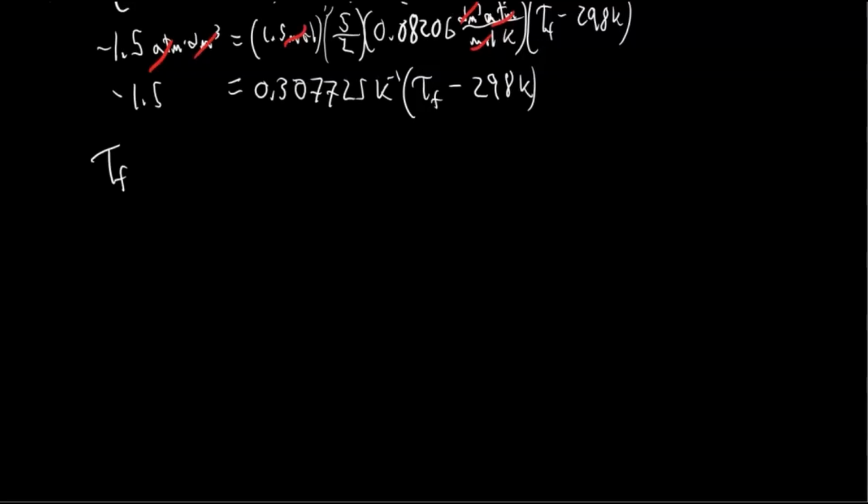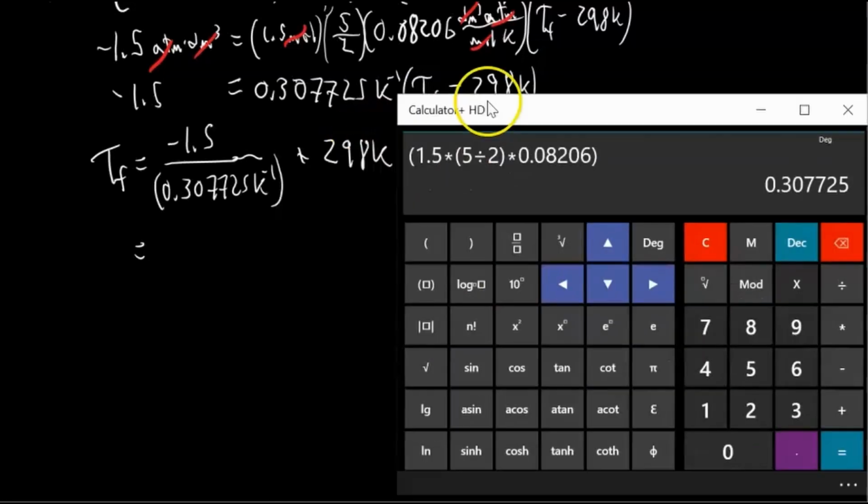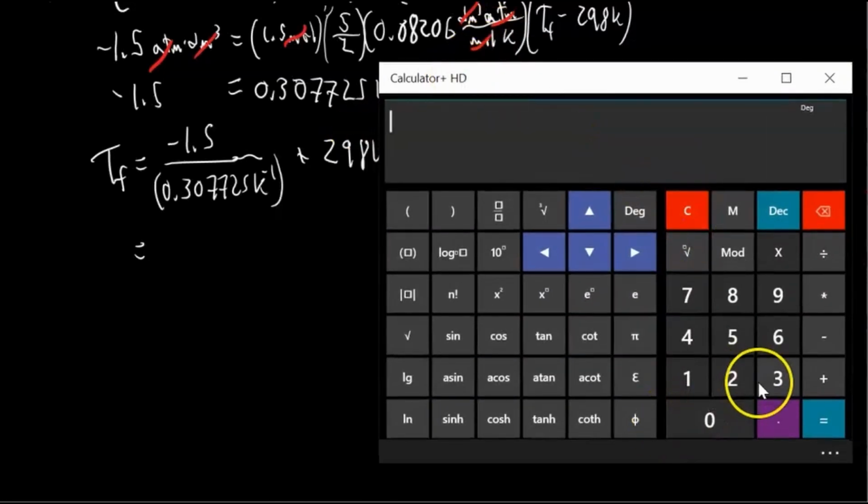And so our final temperature is, we'll divide both sides by this number, transpose this to the other side. So negative 1.5 divided by 0.307725 Kelvin to the minus 1, which becomes Kelvin when we flip it, plus 298 Kelvin. So this term represents the change in temperature from the initial temperature. And notice it's negative, so it's getting colder, which is a good sign because it's an adiabatic expansion. No energy is being transferred as heat into it, so we expect it to get colder.